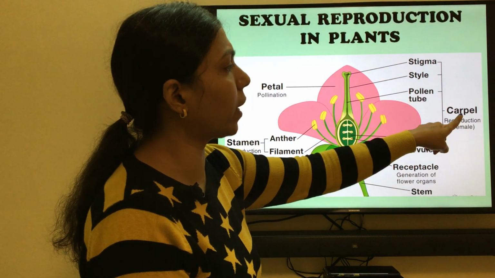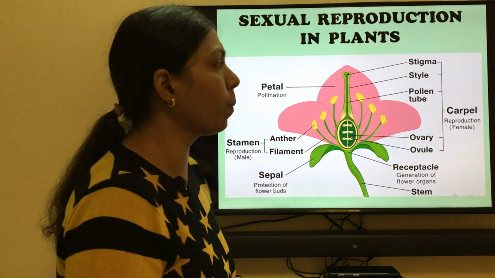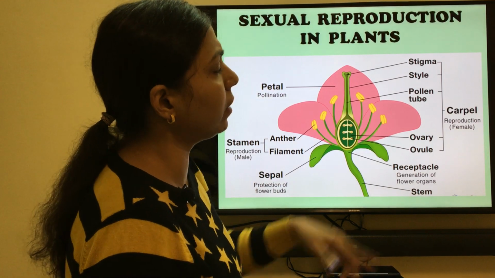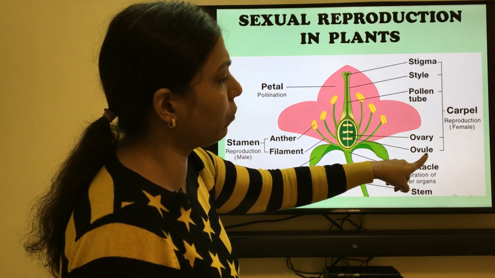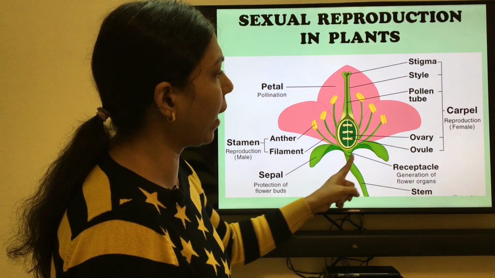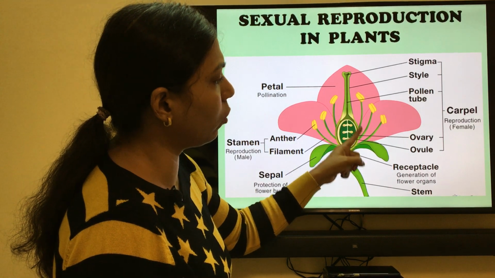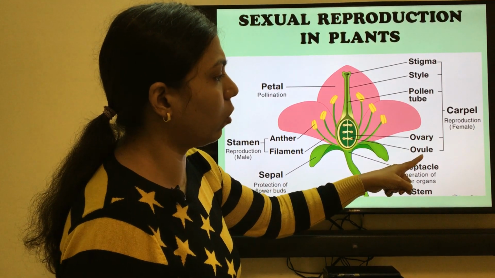Then you have the carpels. The carpels are the female reproductive part of the flower, and they are made up of three parts: stigma, style, ovary, and inside the ovary you have ovules. So you have the stigma, the style, and the ovary, and inside the ovary you have these tiny egg-like structures which are called the ovules.